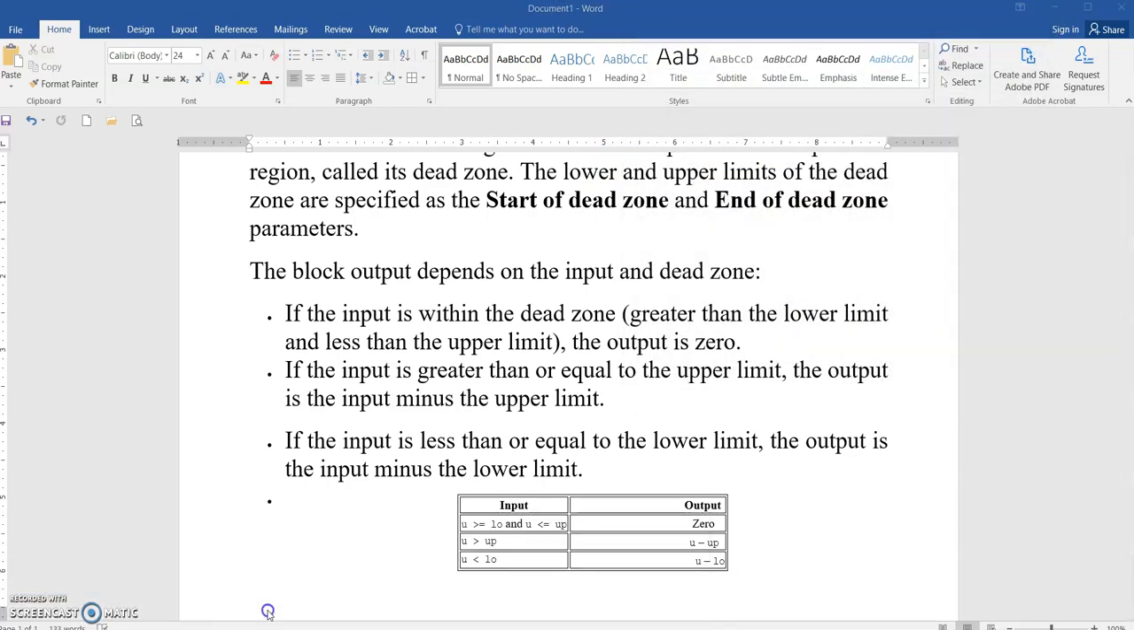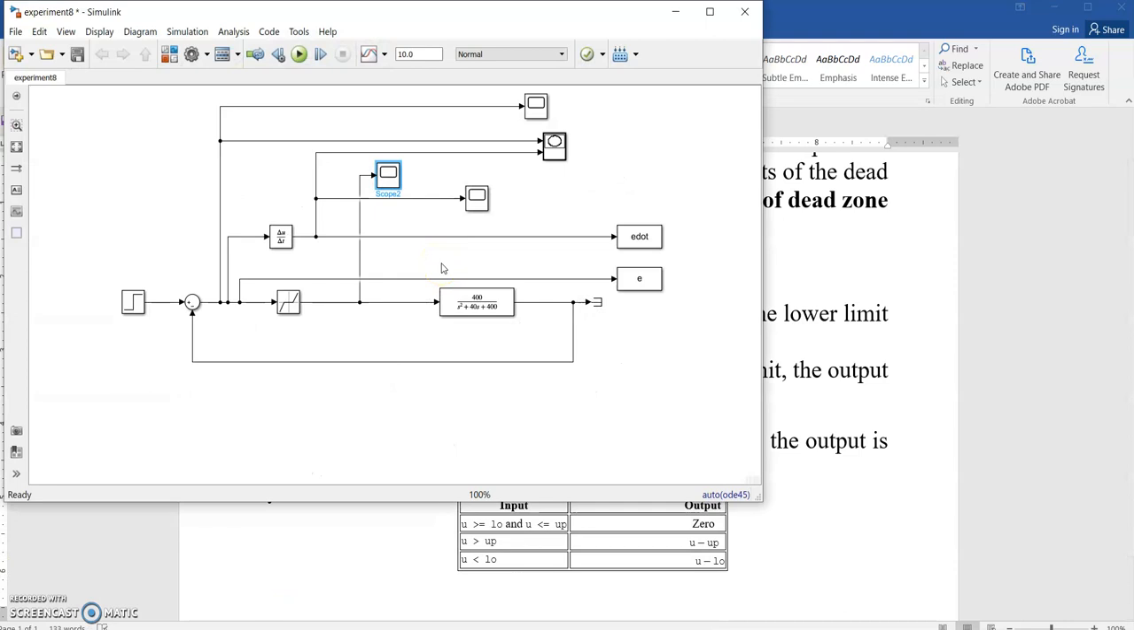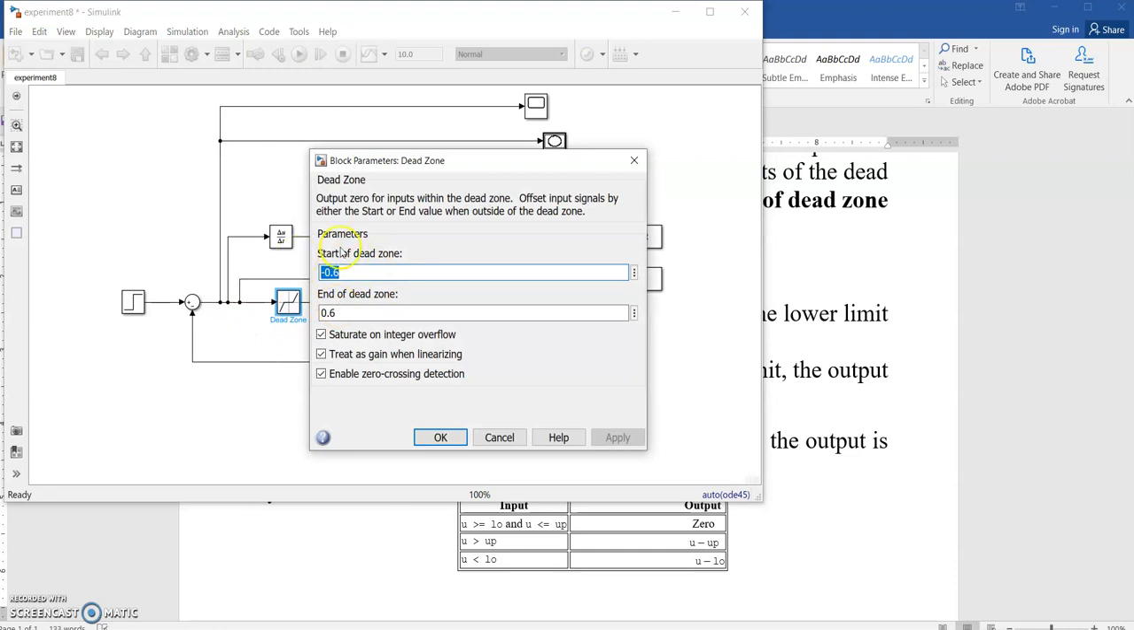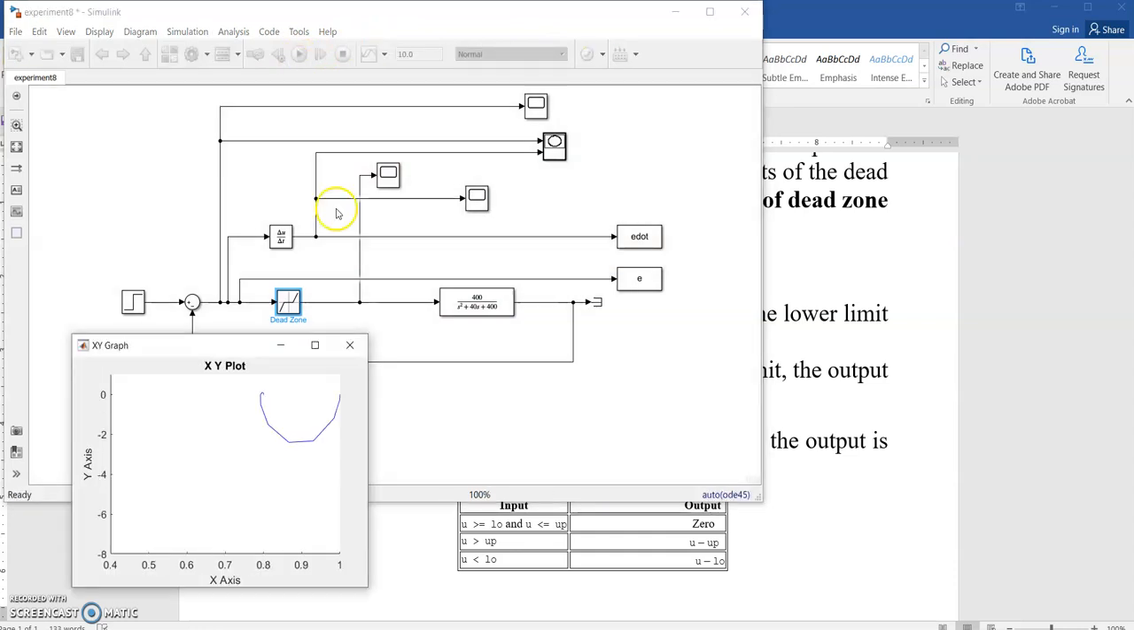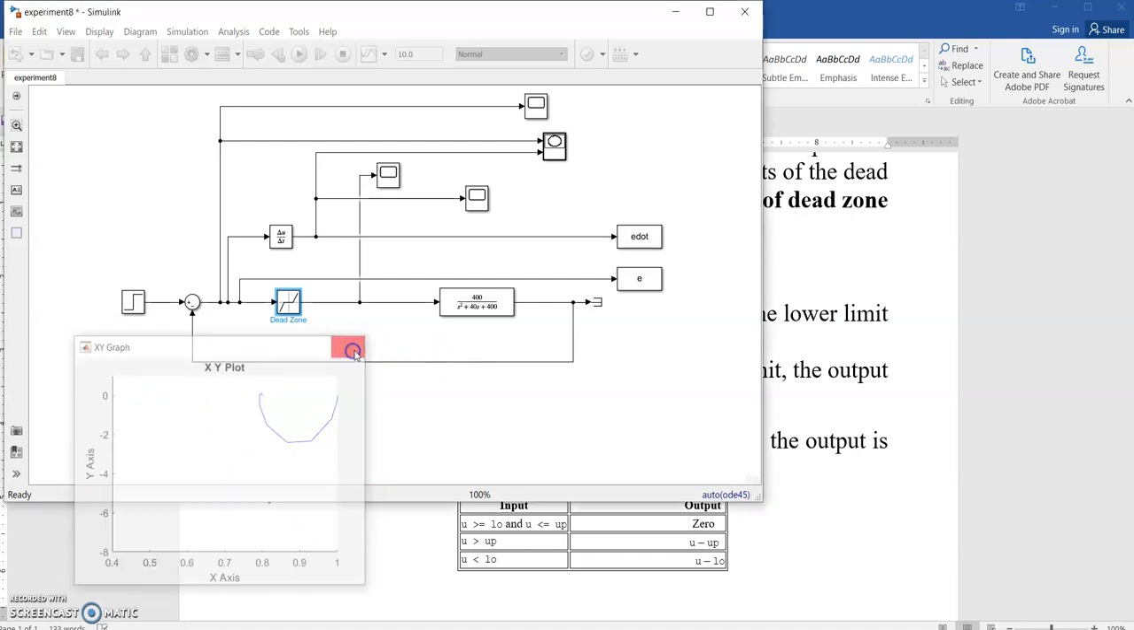So going back to the model, I have already created that. Just a quick check. What is the value has been set? Yes, start of Deadzone is minus 0.6 as suggested, and the end of Deadzone is 0.6. So okay, simulating this. So our XY graph has popped up, and we already have learned how to resize or reshape the axis of the XY graph.